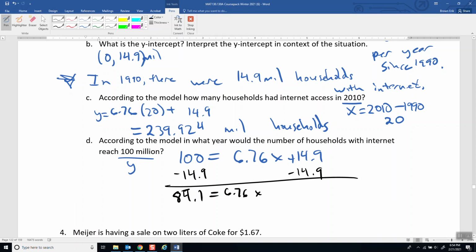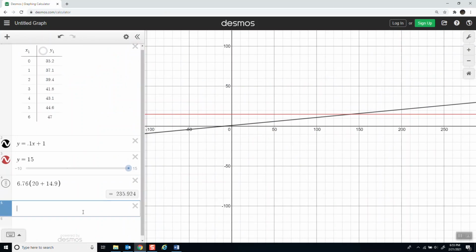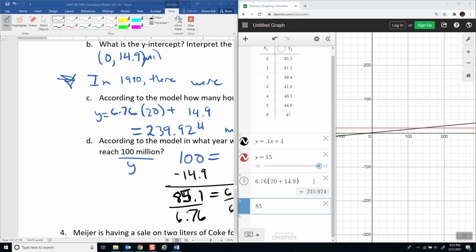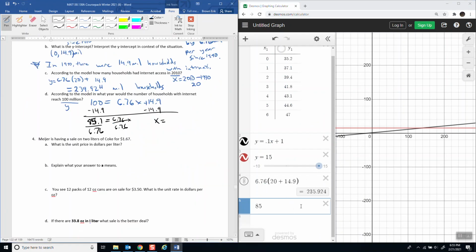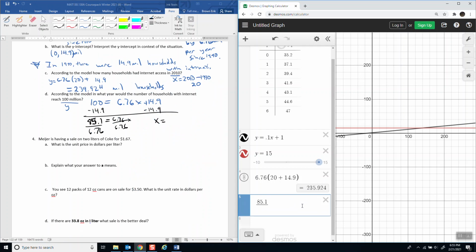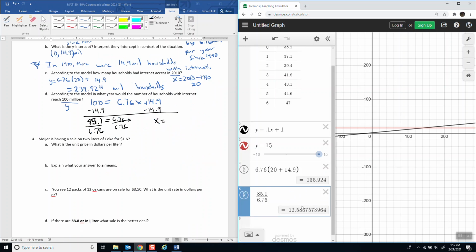Okay, and then we're going to divide both sides by 6.76. And so x is whatever this is equal to. Now I'm going to rely on Desmos to pull that one off. 85.1 divided by 6.76, and we get an approximation here.